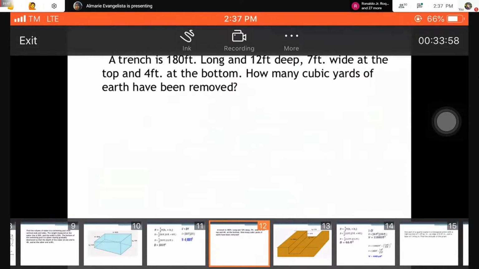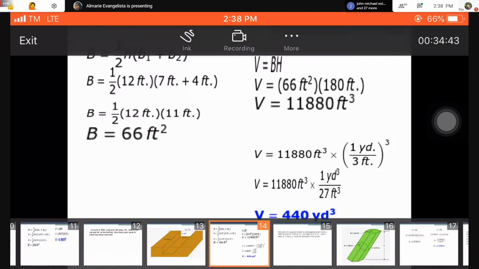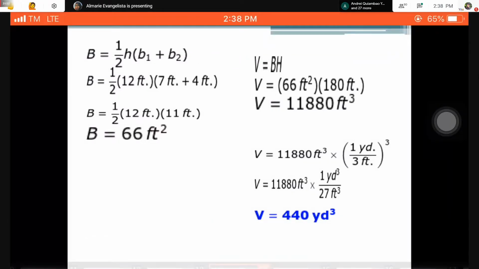Since cube, kailangan may cube din yung labas. So, para maging equal sila, 11,880 cubic feet times 1 cubic yards over 27 cubic feet is equals to 440 cubic yards. So, gets nyo naman kung paano siya na-solve, no? Kapag may tanong kayo, huwag kayo mahihiya. Next problem.